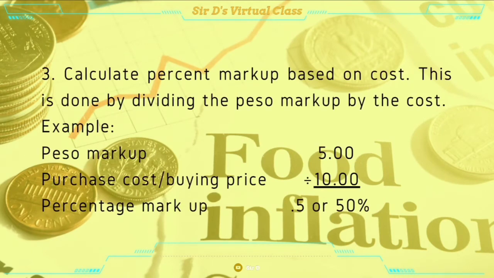Here is how we calculate percentage markup based on cost. This is done by dividing the peso markup by the cost. We have here an example. Your peso markup is defined as 5 pesos. You bought an item for a price of 10 pesos. So you simply divide 5 by 10. Then the percentage markup will result to 0.5 or 50%.